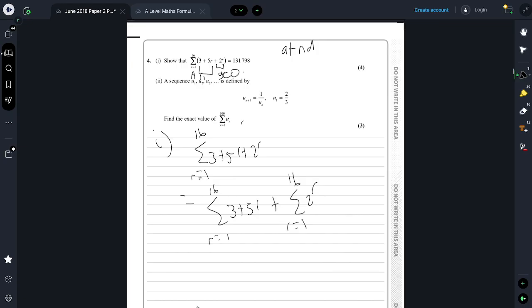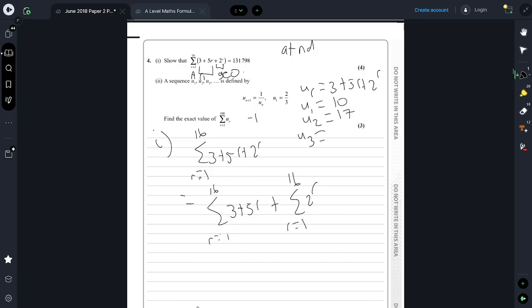So r equals 1. If you said that ur is 3 plus 5r plus 2 to the r, this is another way of looking at it. Then u1 would be 3 plus 5 lots of 1, so 8, plus 2 to the 1. So that's 10. u2 would be 3 plus 5 times 2, so that's 13, plus 2 squared, that's 4, so that's 17.